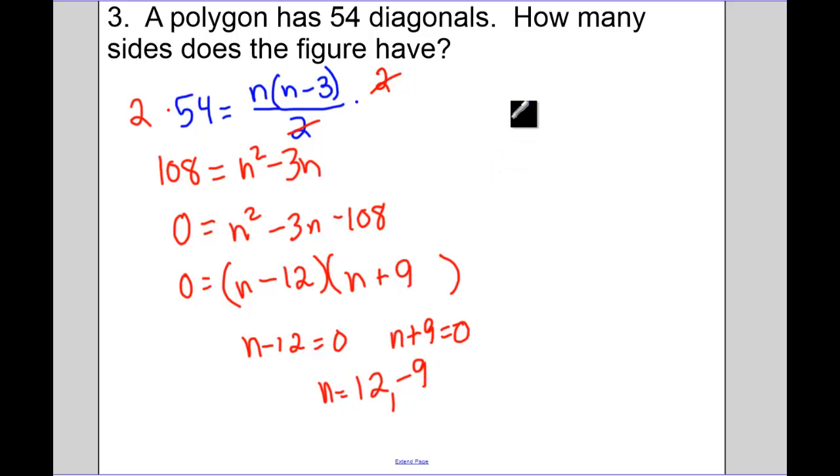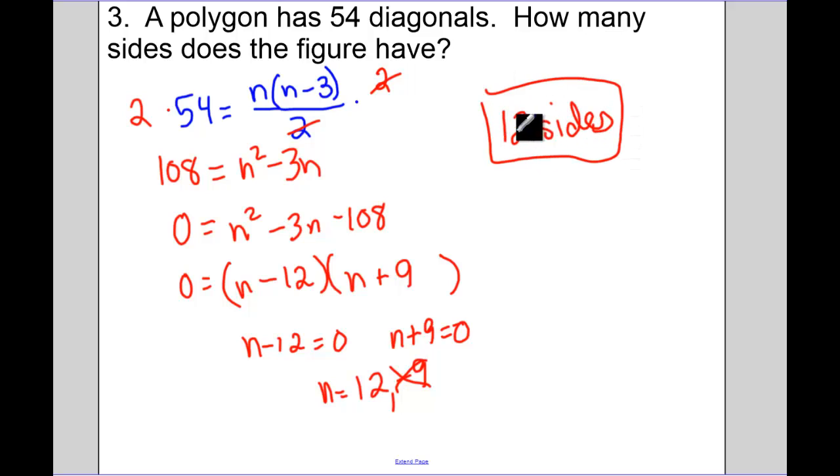Can I have negative? What am I trying to find? I'm trying to find the number of sides. I can't have a negative number of sides. So we have 12 sides. Now think back. This should work. If you plug 12 into the formula, you should get 54 out. And you do.